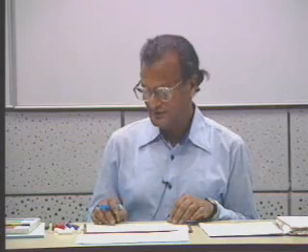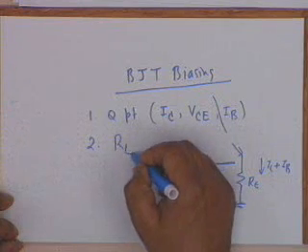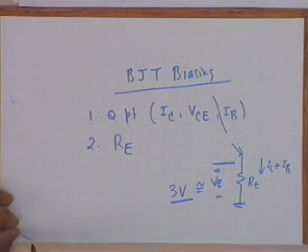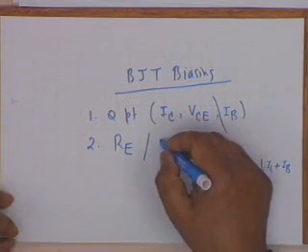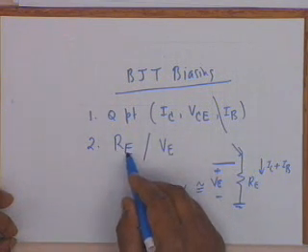If Re is given, you need not do this. But if Re is not given, you assume this to be 20 to 25% of the given power supply, and then you can calculate Re because you know IC plus IB. All right. So the second step would be to determine Re or V sub E. If Re is given, then you determine VE. If RE is not given, then you assume a VE and determine RE.